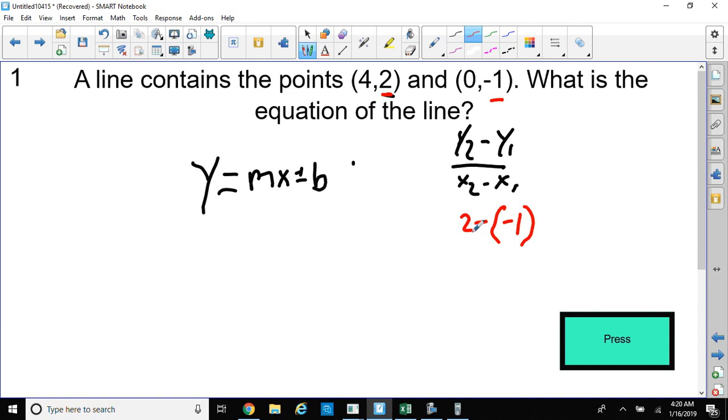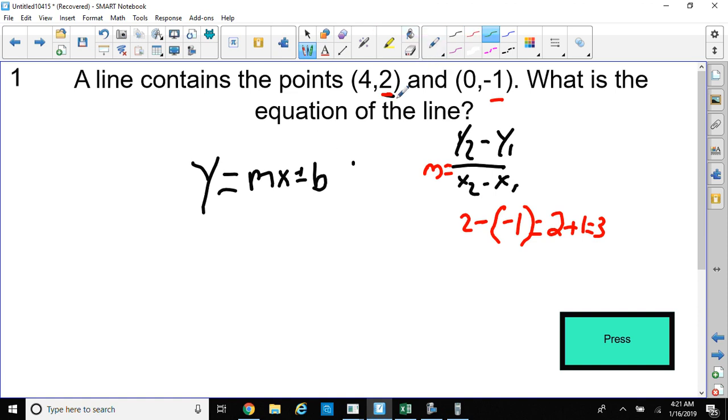If you remember the rules from my other video on subtraction, there's no such thing. You're going to be adding the additive inverse of the second number. The additive inverse of negative 1, or the opposite of negative 1, is positive 1. So this top number gives us 3. So we're finding the slope. So far, so good. We're halfway done with the slope.